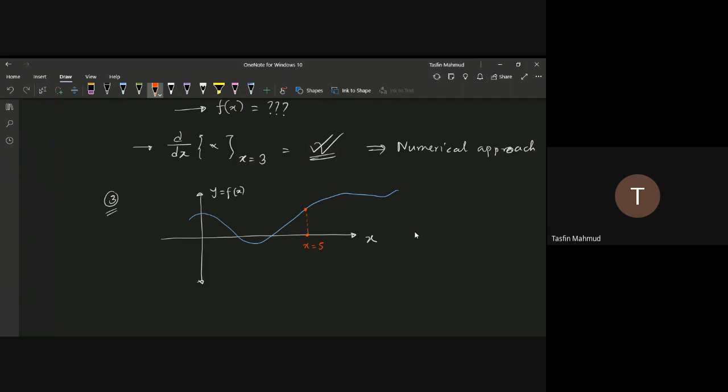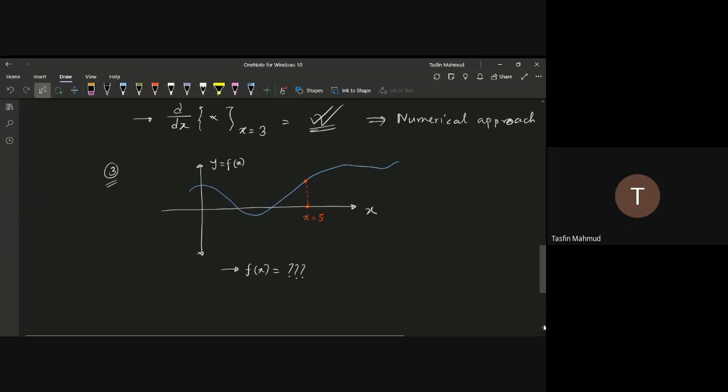then how are you going to calculate the derivative? Because we don't know the expression of f of x once again, right? The f of x is not known here. Rather, we have a graph. We don't know the expression of f of x, but we have a graph. So in this type of case, also numerical approach will help us. Okay, so if we have a graph, and we have been asked to determine the derivative at x equals 5, numerical approach will help us once again. Okay, so I guess you have got an idea why we need new numerical approaches actually.